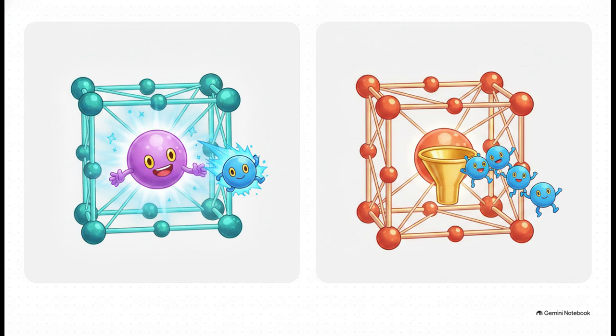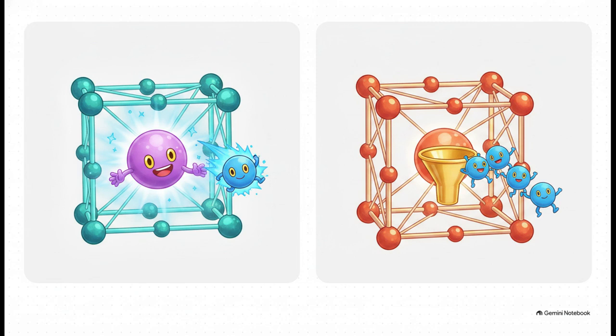There are basically two ways engineers do this. If you dope silicon with a group 15 element like phosphorus, you're adding an impurity that has an extra valence electron. This creates an N-type semiconductor, where N just stands for negative. These extra electrons sit right below the conduction band and easily hop up to carry current.